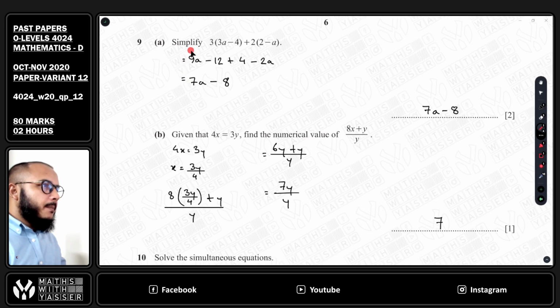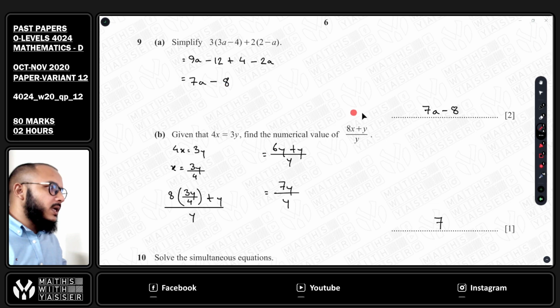Question number 9. Simplify 3 times (3a minus 4) plus 2 times (2 minus a). So if we expand the brackets, this will become 9a minus 12 plus 4 minus 2a. So 9a minus 2a is 7a, and minus 12 plus 4 will be negative 8. So the answer will be 7a minus 8.